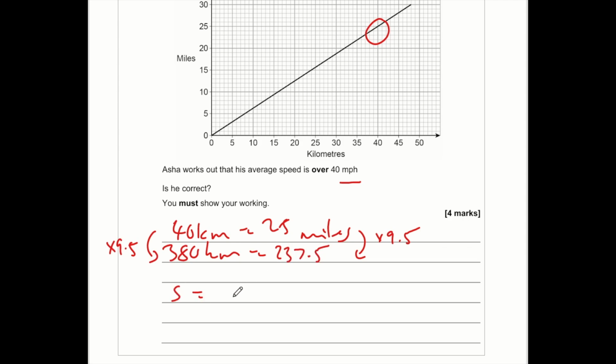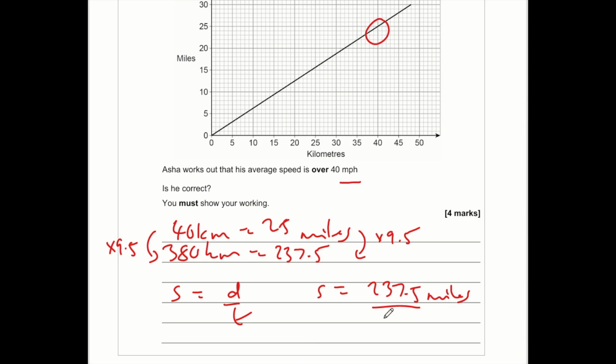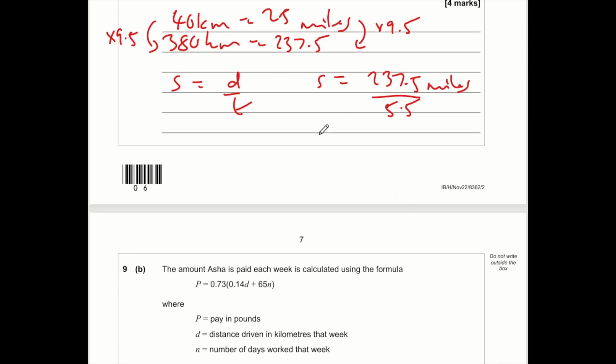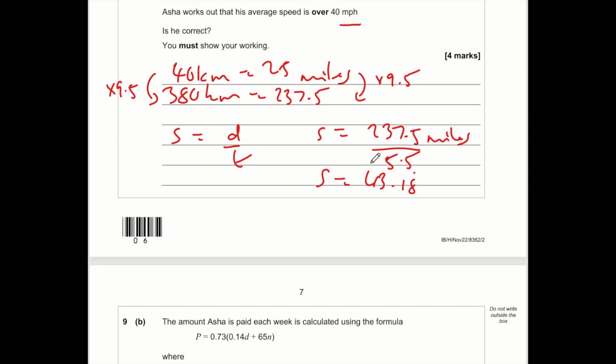So the speed is the distance divided by the time. The speed is the distance of 237.5 miles divided by the time, which was 5 hours 30 minutes. So that's 5.5 hours. Here we need to be careful that we're dividing by 5.5. So the average speed works out to be 43.18, and that is over 90 miles per hour. So Asha is correct.